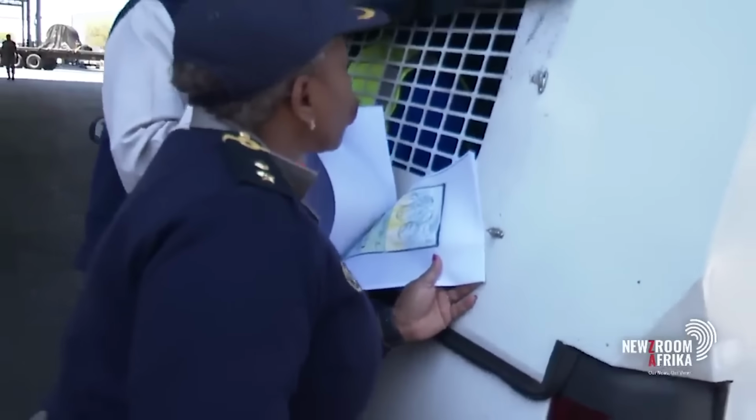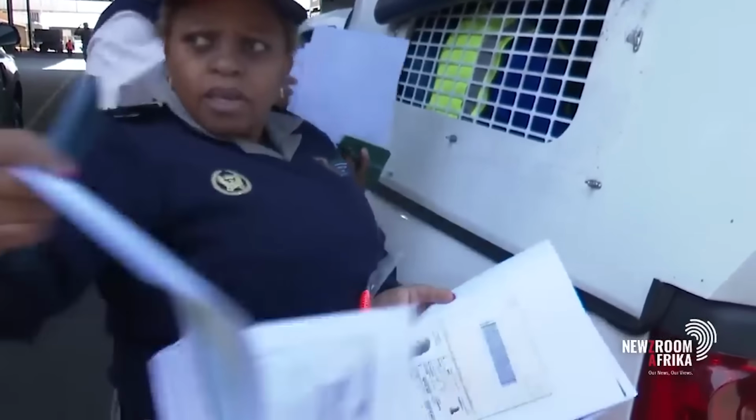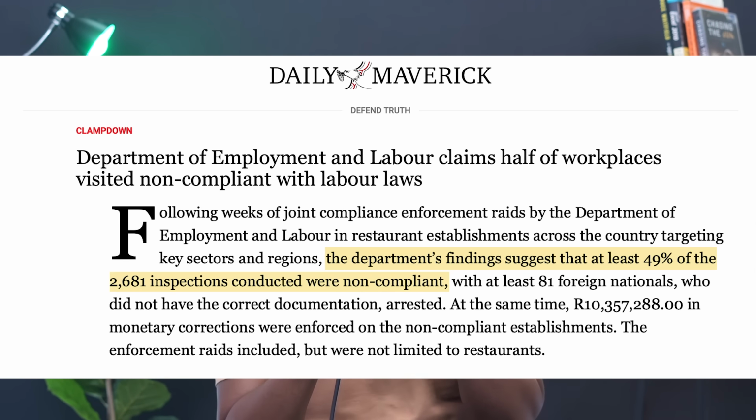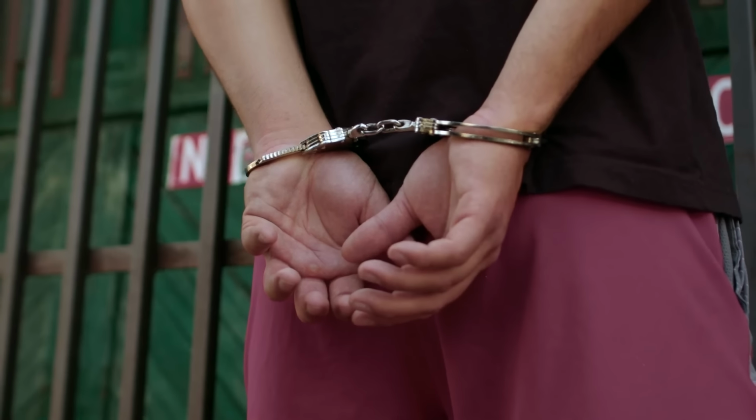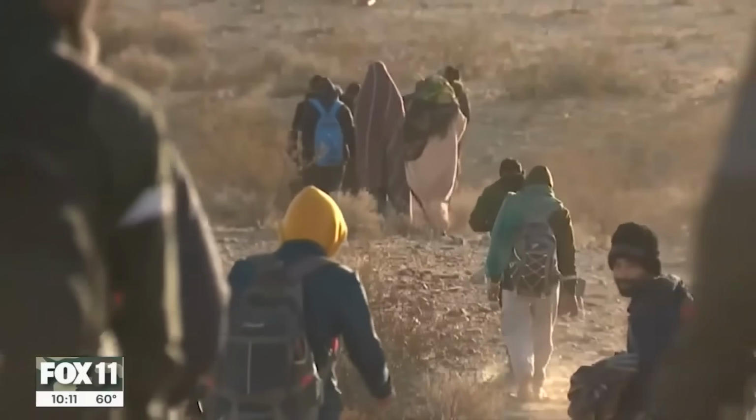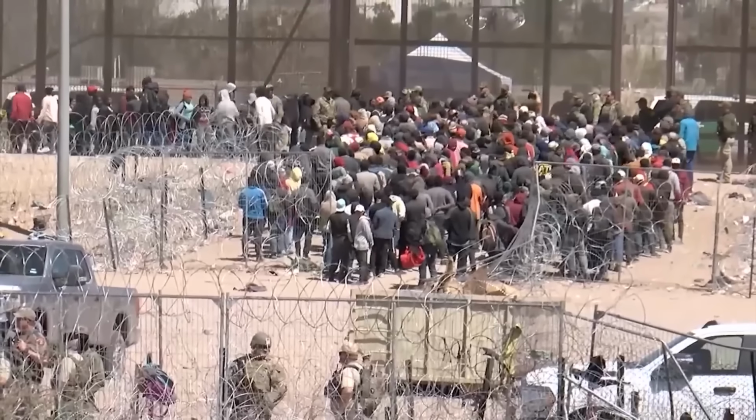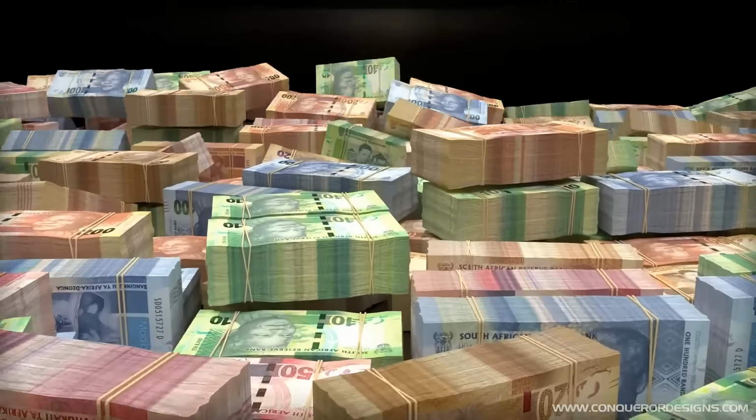Now, following the September raids, the Department of Employment and Labor reported on the 1st of October on their joint blitz and inspections and the raids that happened on businesses and what the results of those yielded. The department's findings suggest that at least 49% of the 2,600 plus inspections conducted were non-compliant, with at least 81 foreign nationals who did not have the correct documentation. These people were arrested. To be clear, there has and there will never be a conversation around legal immigrants who add to the country. The issues have always and will always be around illegal immigrants who add an often unseen cost to the state coffers.